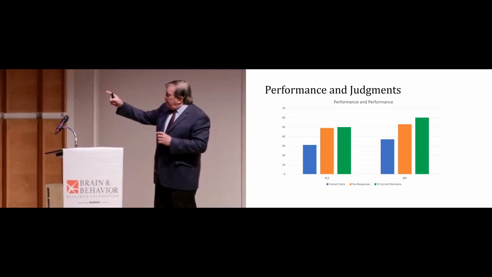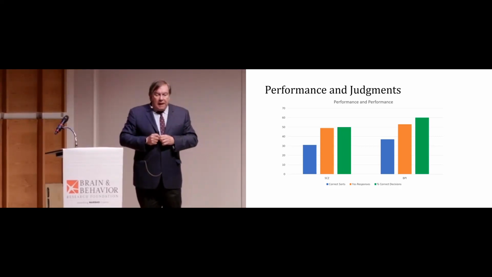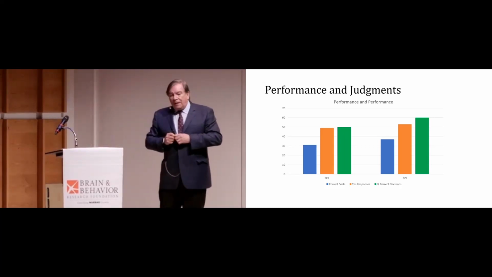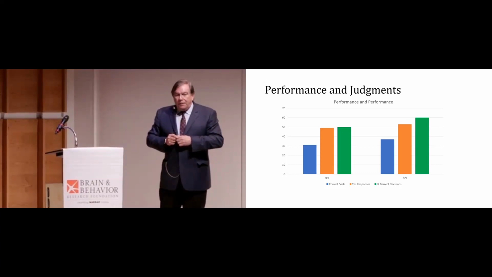But if you look at those orange bars, what you see is both groups manifest a substantial bias toward thinking they're right on every single sort. So the idea was they're saying, yeah, I'm right, I'm right, I'm right. But when we look at the percent of correct decisions when they're right or not, the schizophrenia patients are right half the time.